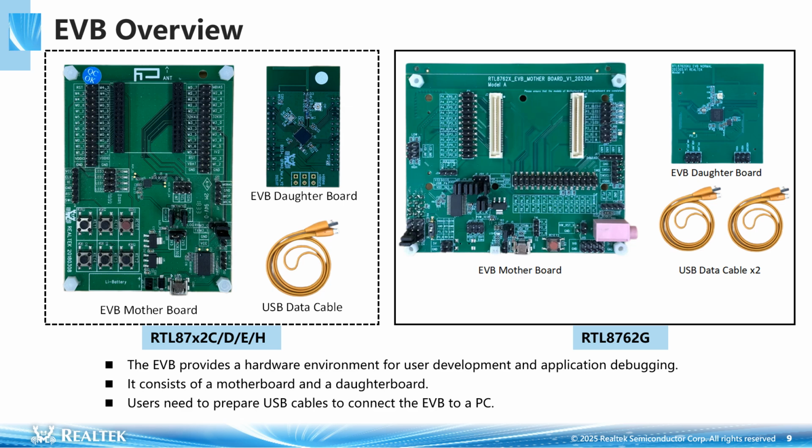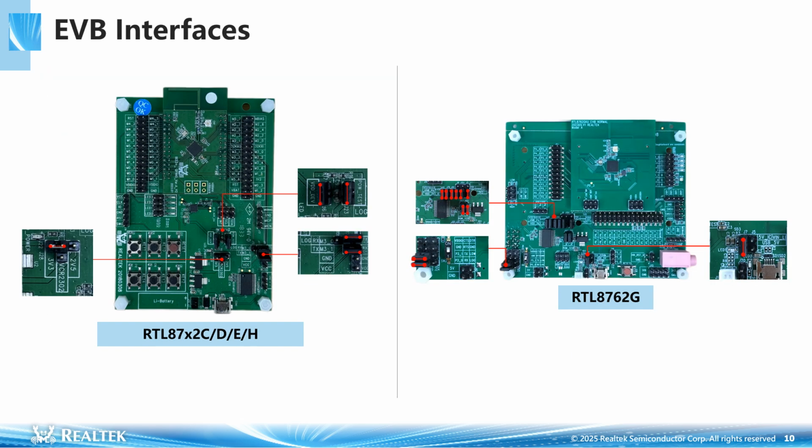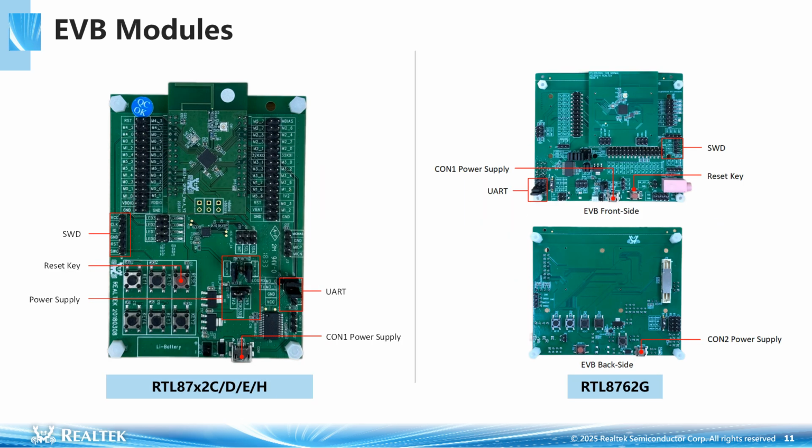The image on the left shows the hardware setup for RTL87X2C, D, E, H, while the image on the right shows the hardware setup for RTL8762G. Users can refer to the EVB interface layout diagram to make the correct wiring connections. You can refer to these 2 diagrams to understand the module distribution of the EVB.